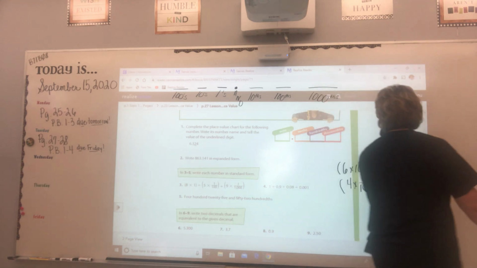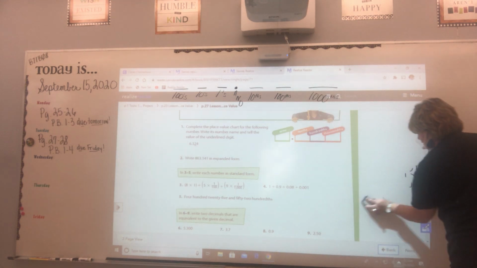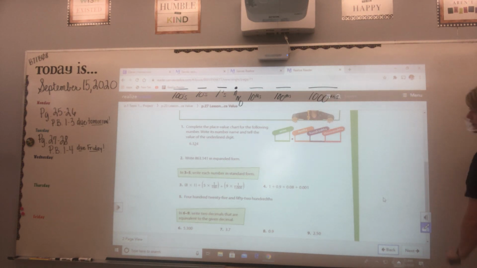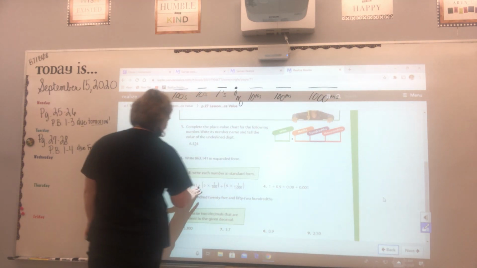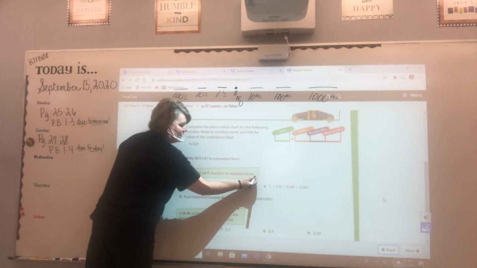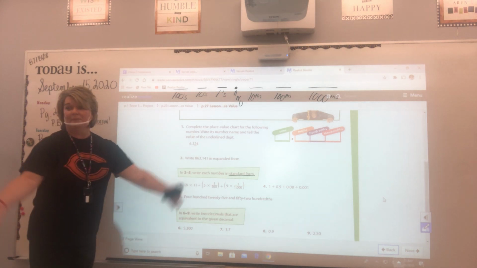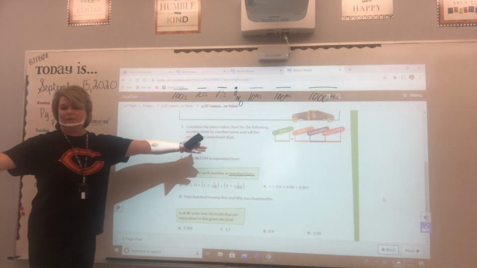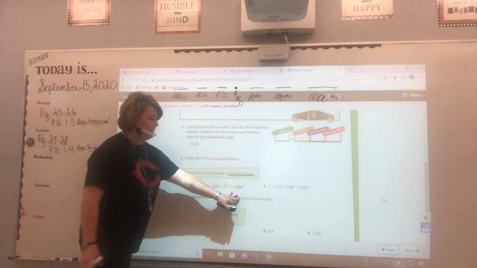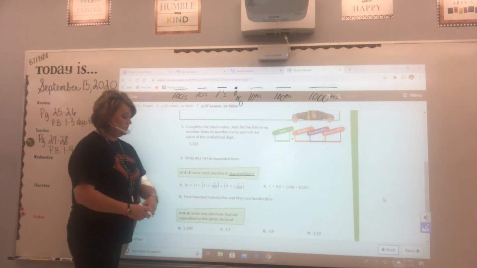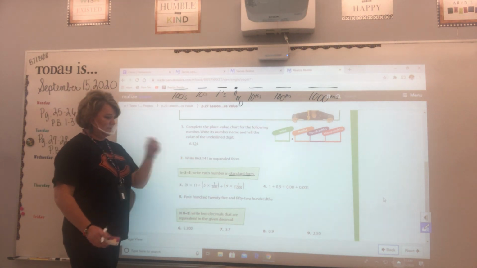Now, on number 3, you're going backwards. They gave you the expanded form. They want you to go back and write it like what? What does standard form mean? The plain number. They want a plain number. So you're going to have to give me a number here. You're going to have to turn this into what this looks like.